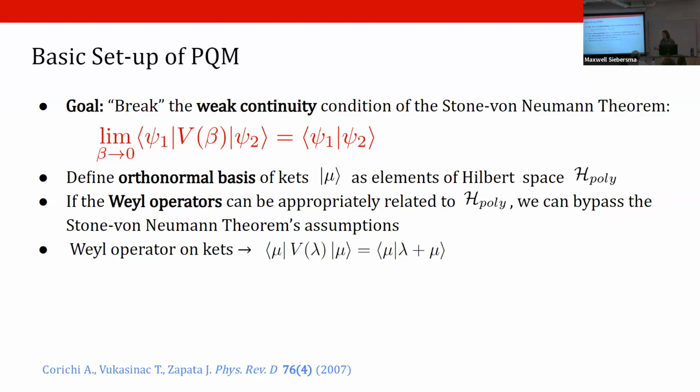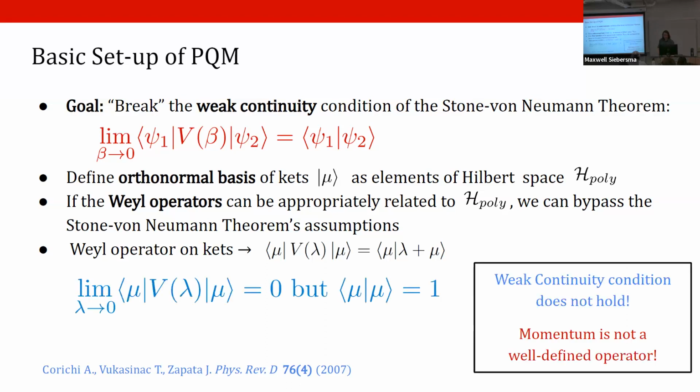And if they're the same, it's going to go to 1. So what we do is we relate the Weyl operators to these kets on the vector space by having them shift this index mu, or I don't know if index is the right word, but the label mu. And in doing so, we make it so this limit that we assumed for the Stone-von Neumann theorem is not true. So weak continuity does not hold.